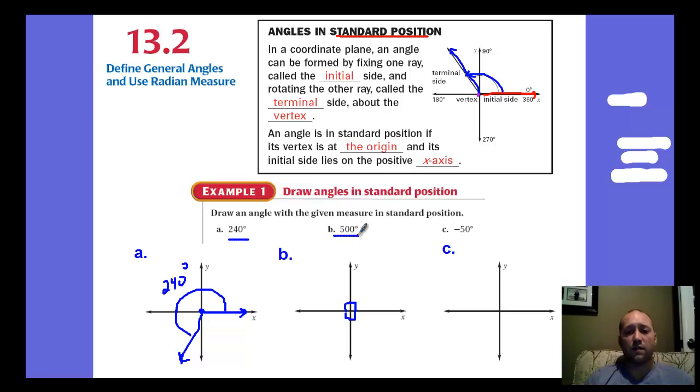For the second one here, 500, I can go all the way around the circle. That's 360. I still have 140 to go. So there's 90 right here, another 50 degrees, and so this would be the terminal side. Notice I pass a full circle and go past it. Negative 50 just means the opposite direction, so negative 50 is going to be about here.